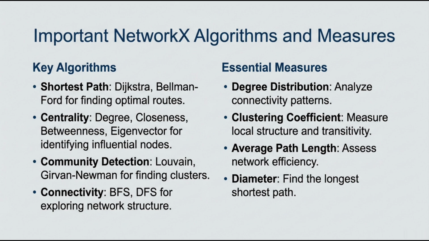Connectivity tools like breadth-first search or BFS and depth-first search or DFS allow us to explore structure systematically. On the measurement side, degree distribution tells us about overall connectivity patterns, clustering coefficient captures local transitivity, average path length reflects network efficiency, and diameter gives the longest shortest path in the system. This is essentially the analyst's toolbox. Once the graph is built, these algorithms and measures help translate structure into insight.